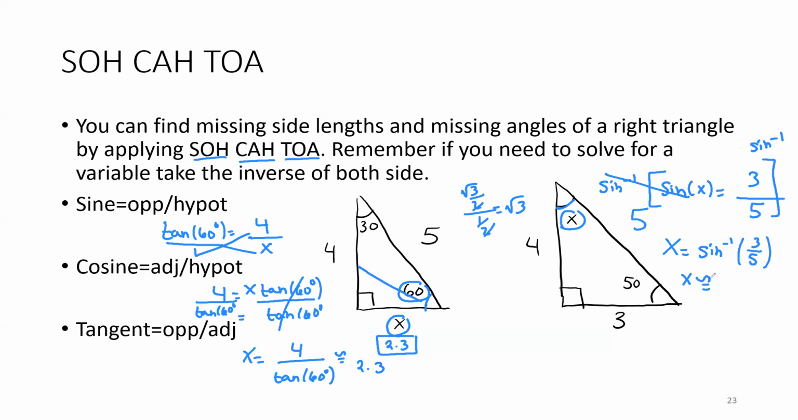You could put this in the calculator. Make sure you're in degree mode. So it would be second function sine, and then put in 3 over 5. And I get 36.86 degrees. It would be 36.9. Okay, so you just found this. You can find an unknown angle, and you can find an unknown side length using SOHCAHTOA. So it's going to be very handy in this course.